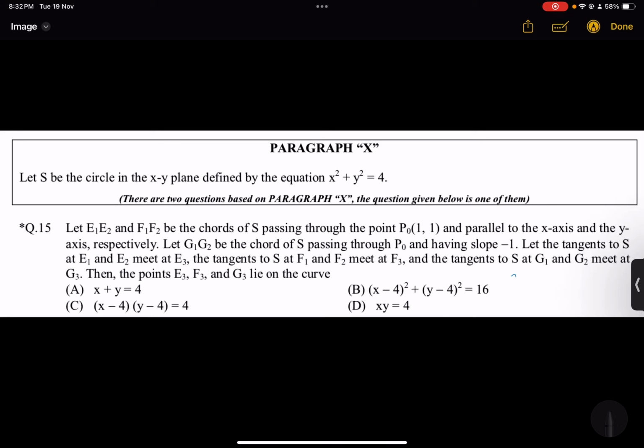This question is again taken from JEE Advanced 2018. The problem is from conic sections, specifically circles. So this is a paragraph based question. It has two parts, and in this session we will solve the first part of it. You are given a circle and there's a lot of information in the question. You have to comment about these 3 points, E3, F3 and G3.